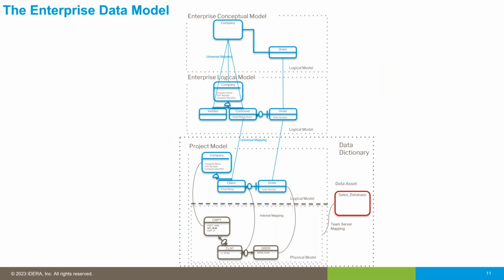Next, we have the enterprise data model. Think of it like you're having a data dictionary and all the enterprise logical and conceptual models, and then you go into the enterprise logical. Finally, you go into the project model, which in turn takes a look at the logical as well as the physical data model. That in turn is transformed into a database, and here you can see we have a Team Server mapping that's being mapped to that sales database as your data asset.